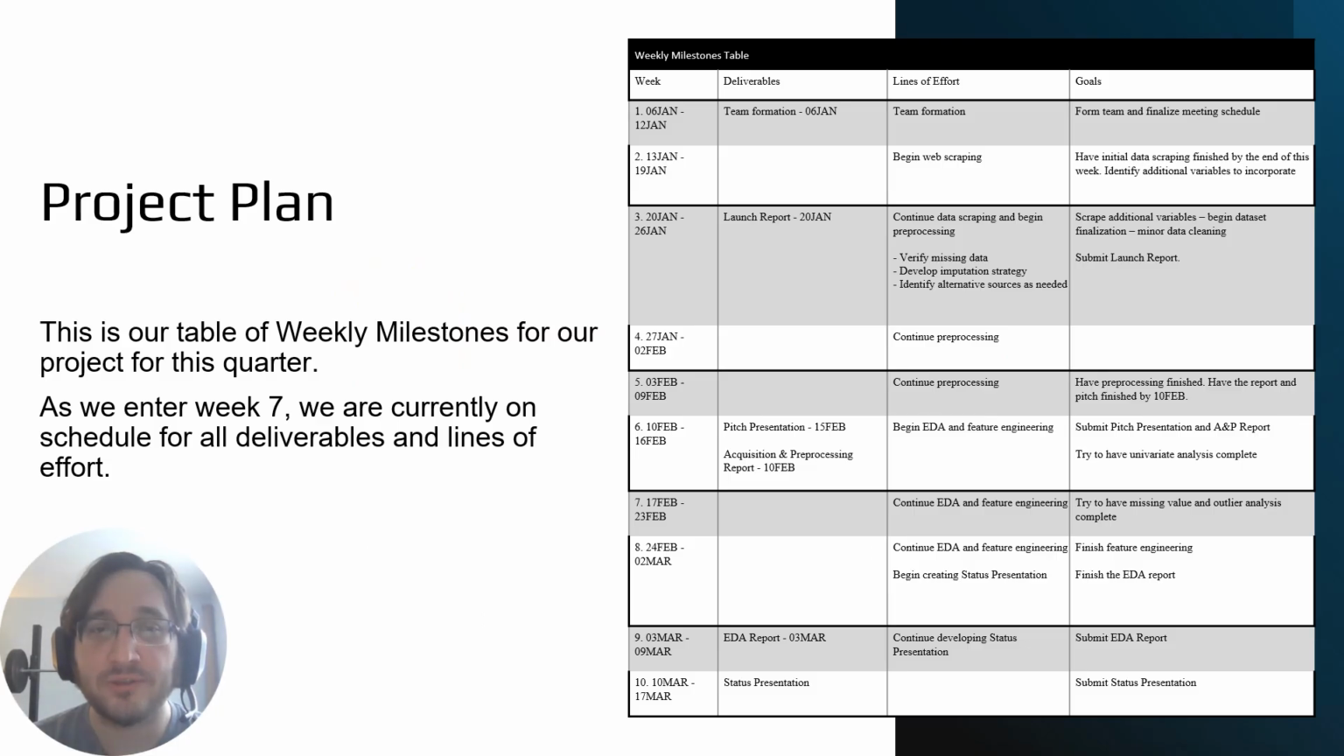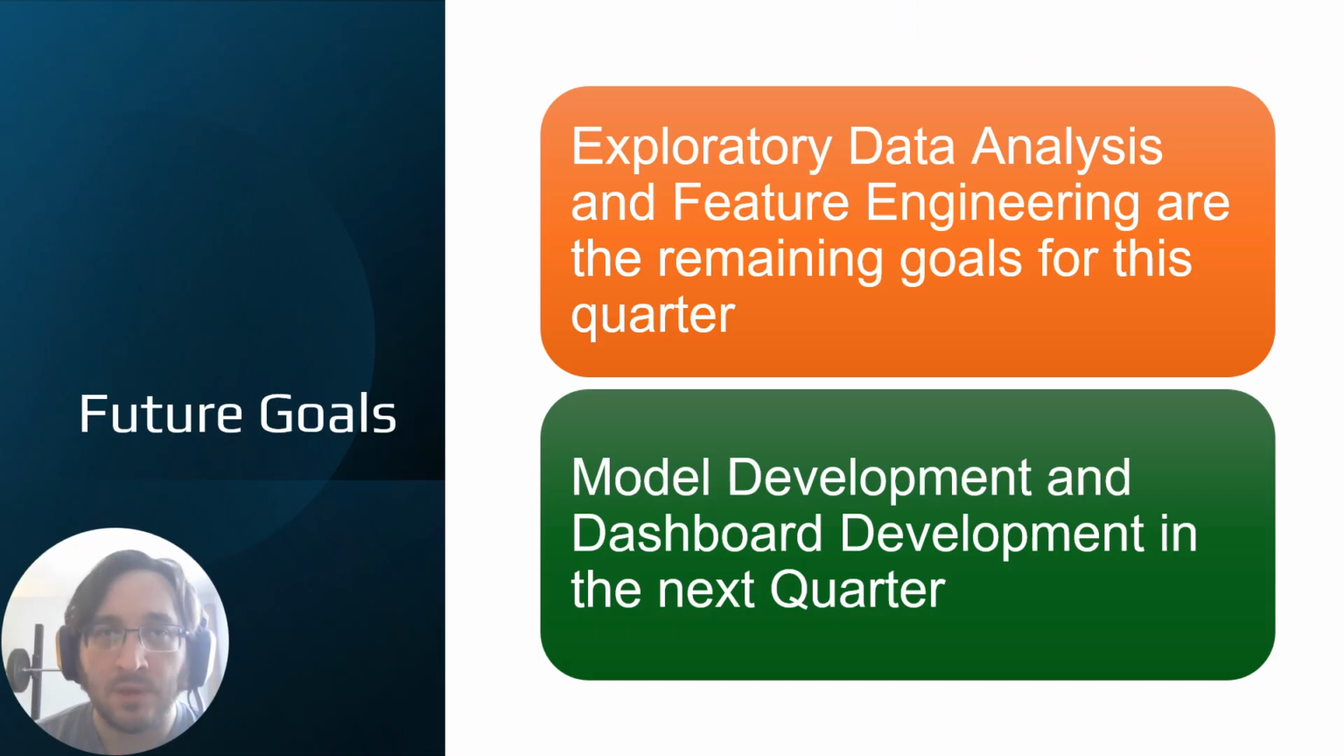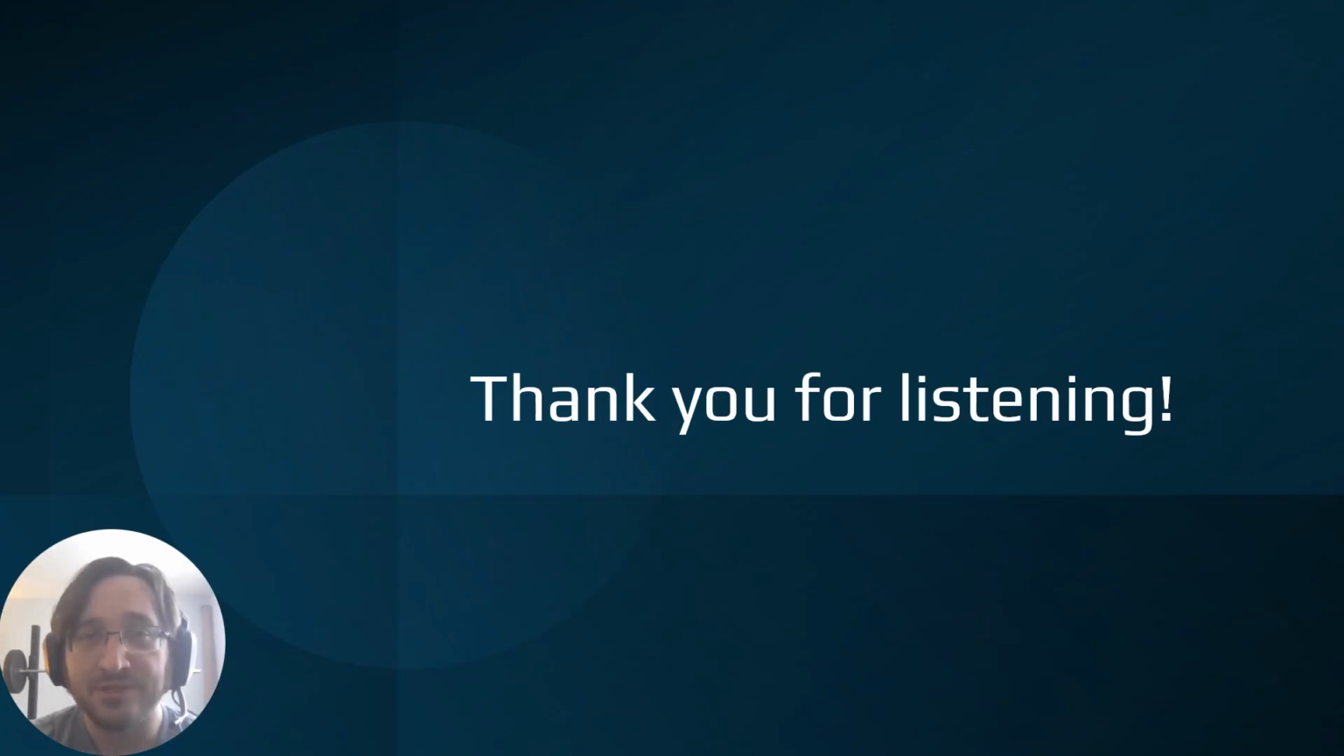Here we show our weekly milestones for our project. As we're entering week 7 now, we are currently on schedule for all deliverables and on target for all lines of effort at this time. We can break down our future goals into 2 different categories, the ones remaining for this quarter and the ones that we're going to be looking into next quarter. For this quarter, we're going to continue our exploratory data analysis as well as begin our feature engineering and making sure we have all our deliverables complete. In the next quarter, we're going to be getting into the meat of our development with our model development and our dashboard development.